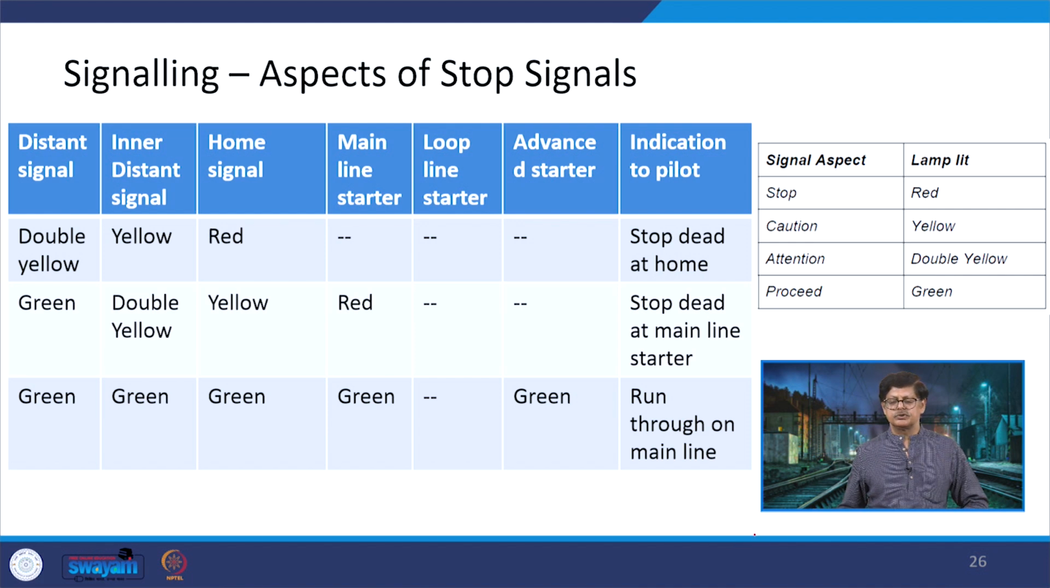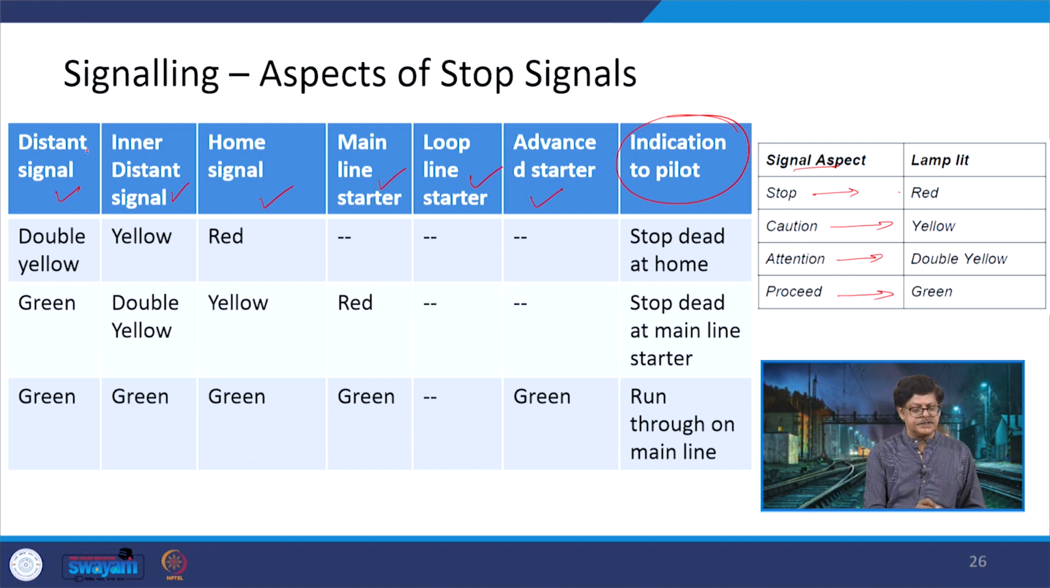Now, here the aspects of the stop signals are being shown. We have different combinations. You can see there is a distant signal, an inner distant signal or a home signal, main line starter, loop line starter, advanced starter, and then what type of indication it is trying to give. As far as the signal aspect is concerned, if it is a stop, then the red light will be there. If it is caution, there is going to be a yellow. If it is attention, there are going to be double yellow, and if it is proceed, it is going to be green. We have repeated this a number of times, so you should keep it in mind.